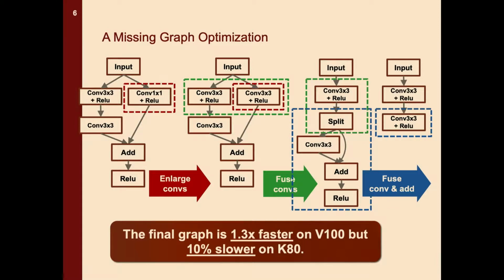We found that this final graph is 1.3 times faster on V100 GPU, but 10% slower on K80 GPUs. So maybe I should do a test. How many of you can manually figure out this optimization by looking at the input graph? It's very hard, right? Also, this is a non-trivial optimization because it does not consistently improve performance. It only makes your performance better on particular hardware. So this also indicates that when we are trying to design our graph optimizations, we really need to consider the exact hardware we are trying to run our graph on.